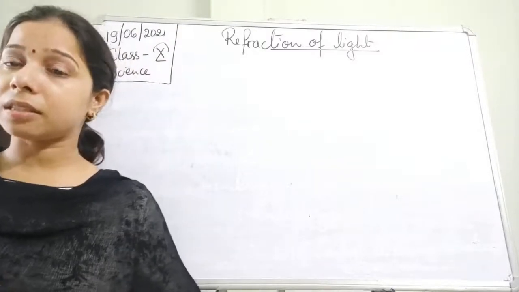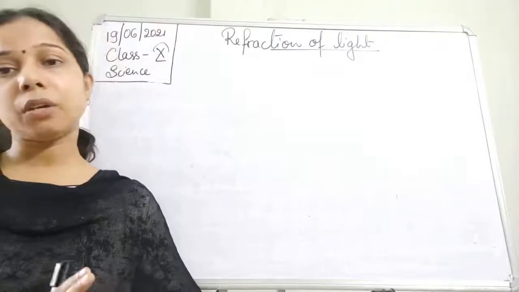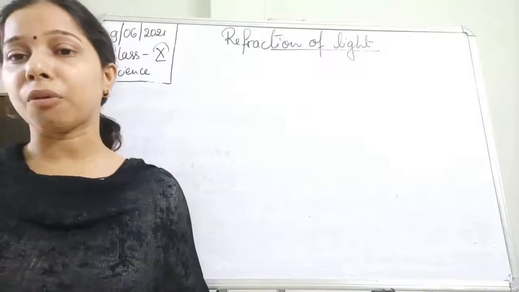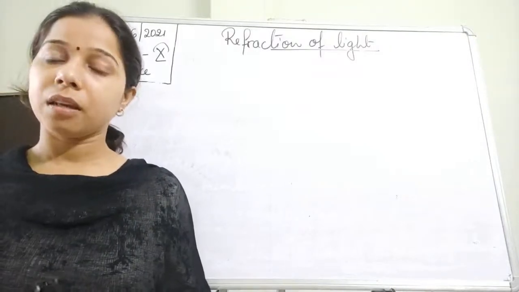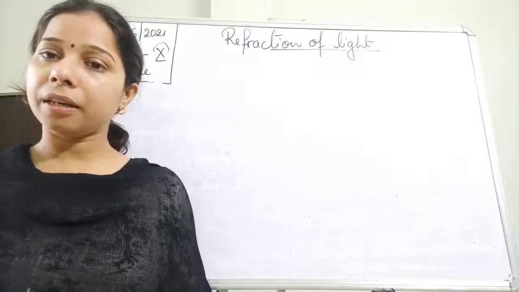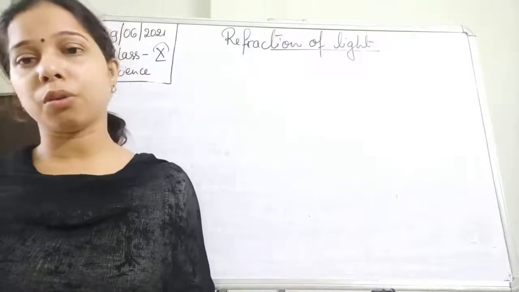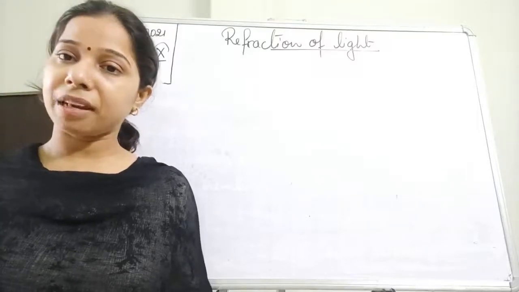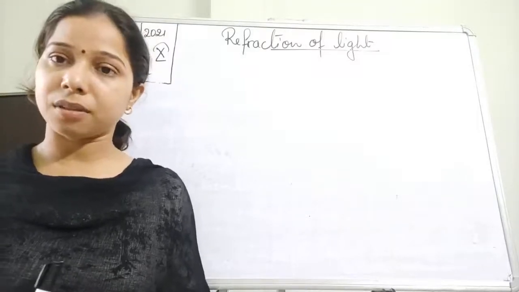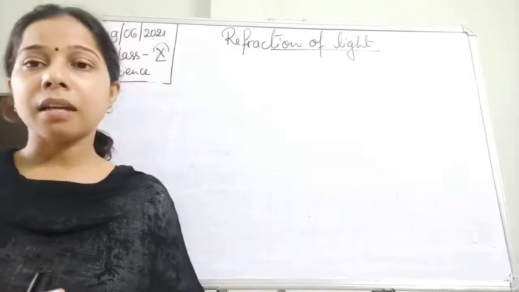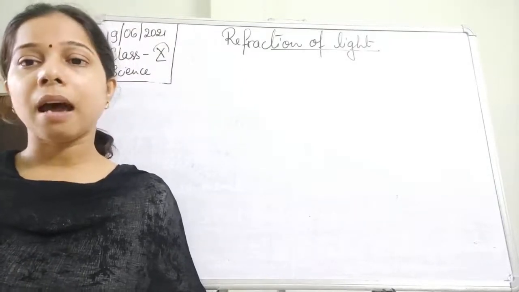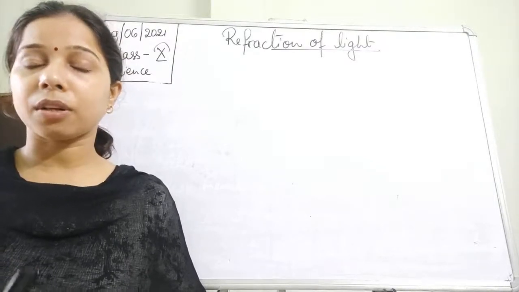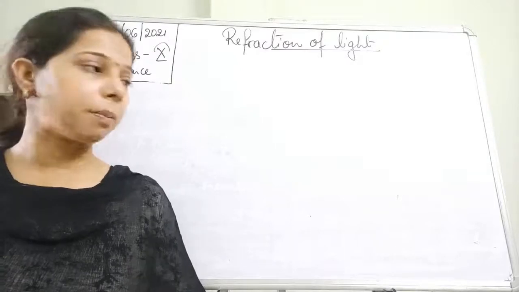As we have seen, this is the same case in the convex lens also, that when a ray of light passes through the optical center, it passes without showing any kind of refraction. Third one is when a ray of light which appears to be falling on the principal focus, after refraction becomes parallel to the principal axis. So this is the third one.